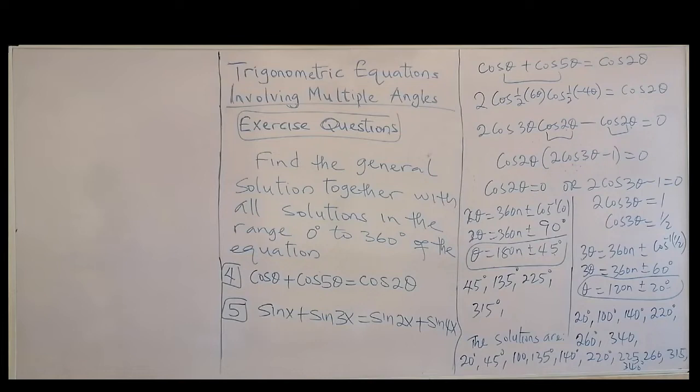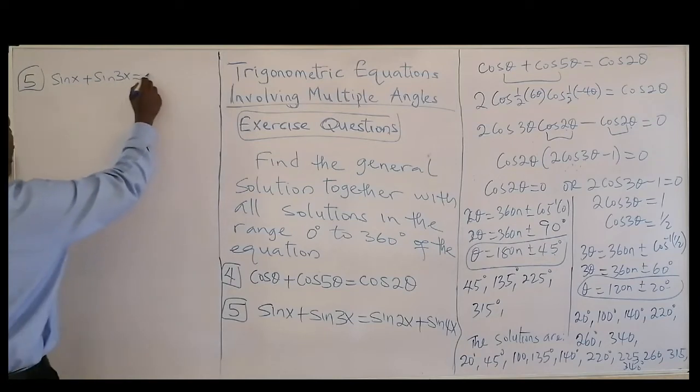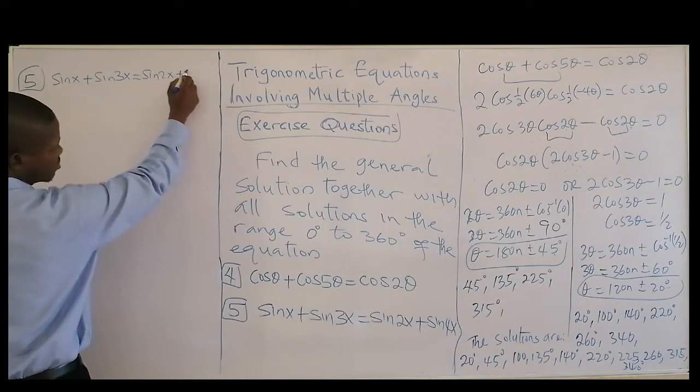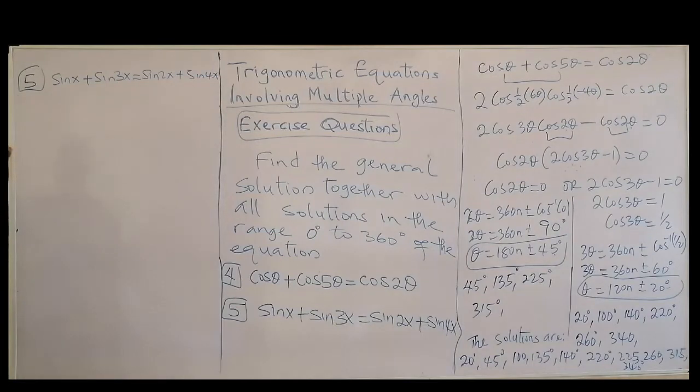That will take us to the next question, question 5, which is sine x plus sine 3x equal to sine 2x plus sine 5x. So let's do the addition formulae first.